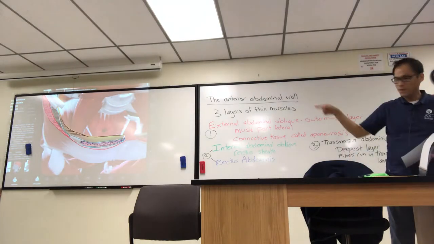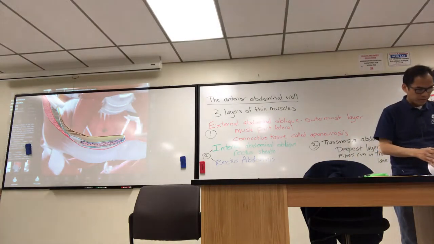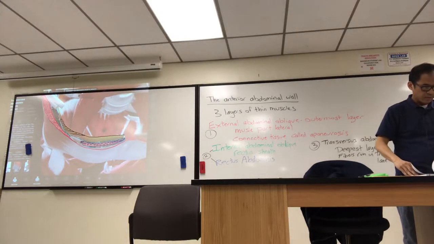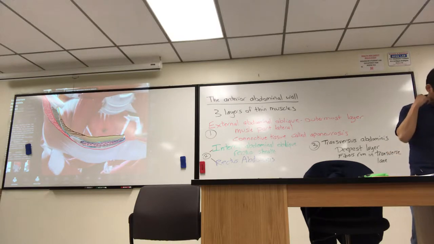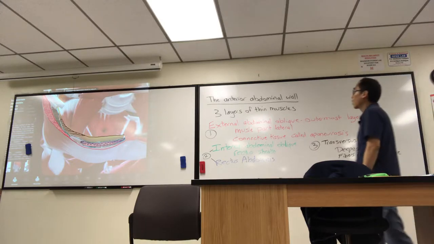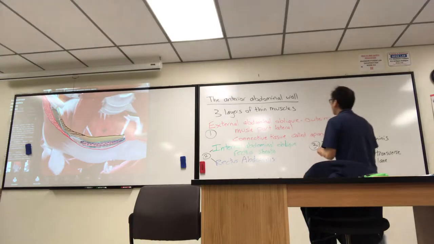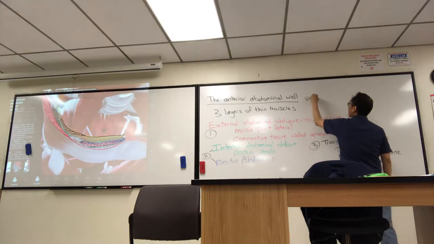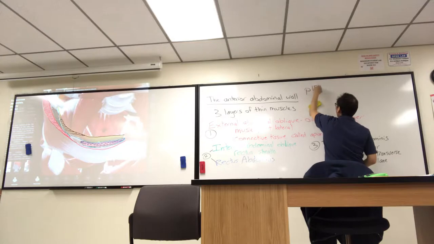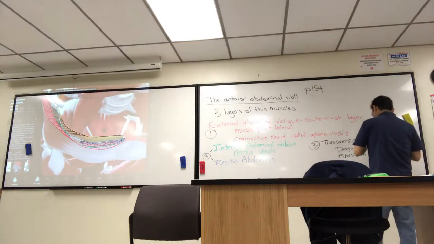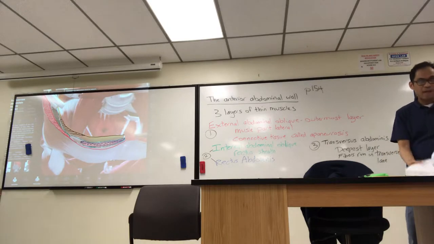Okay, let me give you a page number for the layering if the drawing isn't helping you very much here. The category is anterior abdominal wall. Yeah, there's a good picture on 154, cross-sectional view. I'm referring to the atlas.